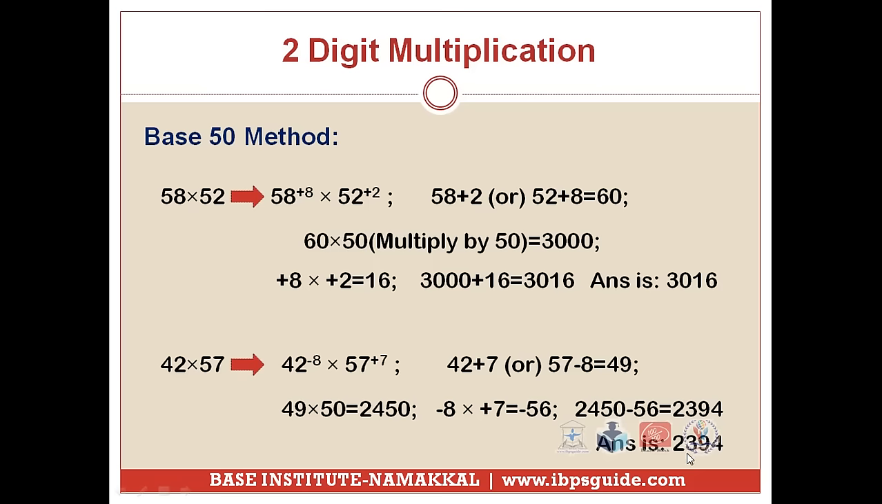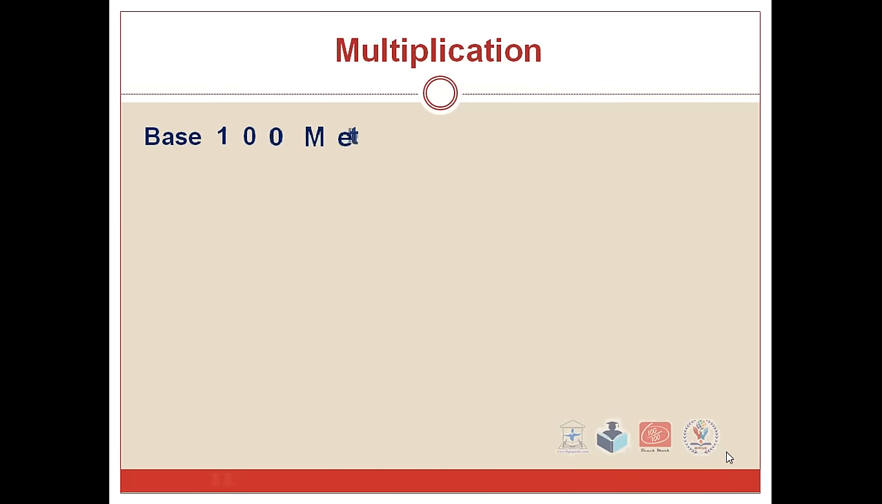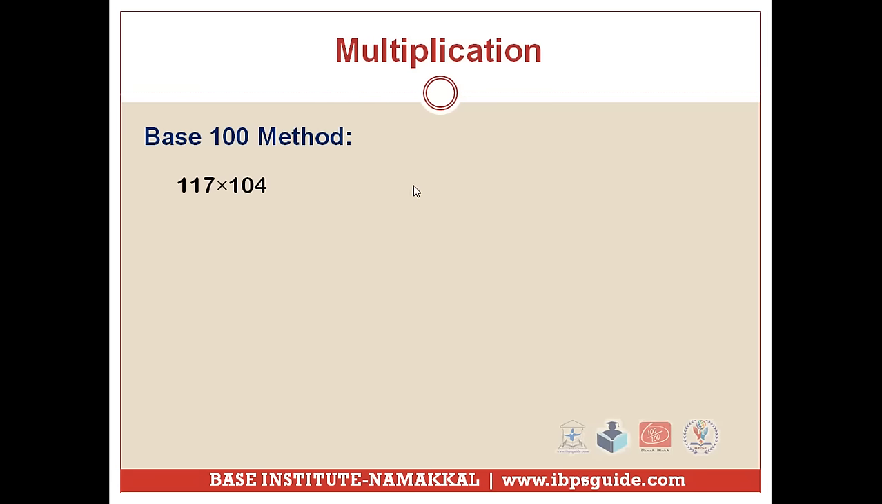Okay friends, let's move on to the next shortcut method, base 100. In this method we take an example of 117 and 104 multiplication. In 117, plus 17 is the superscript, and in 104, plus 4 is the superscript. Then we add 117 plus 4 or 104 plus 17, and we get 121. Then we multiply 121 with 100.